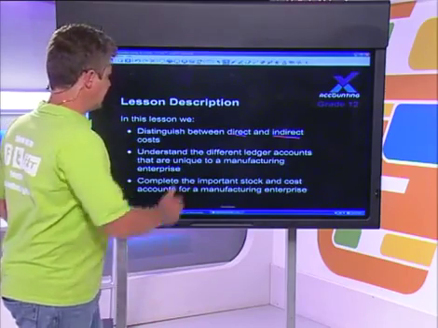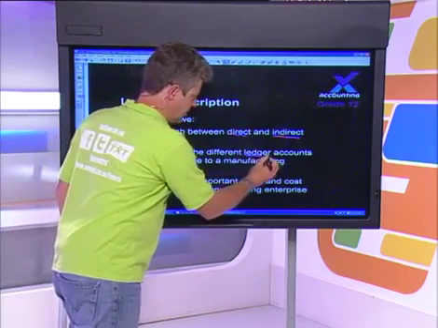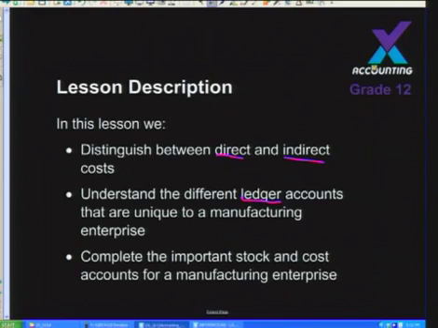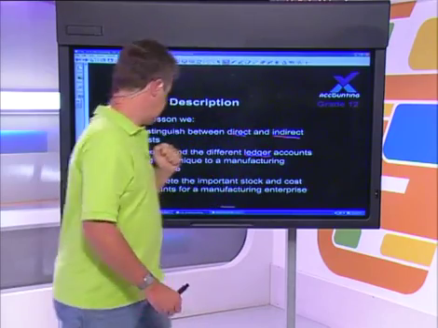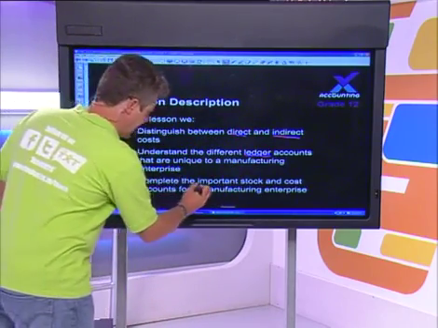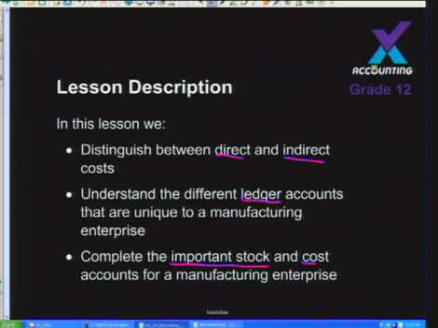You also have to understand the very important different ledger accounts that are unique to a manufacturing enterprise. This always deals with a manufacturing enterprise as opposed to a service business or a retail business, but we'll talk about those differences too in a few minutes. Then finally, we're going to complete the important stock and cost accounts that exist in a manufacturing enterprise. Now, I know some of you have covered this already, and you'll know that there's a second important section in manufacturing, which is the production cost statement. We'll be doing that in another lesson. Today, we're just focusing on the ledger accounts.